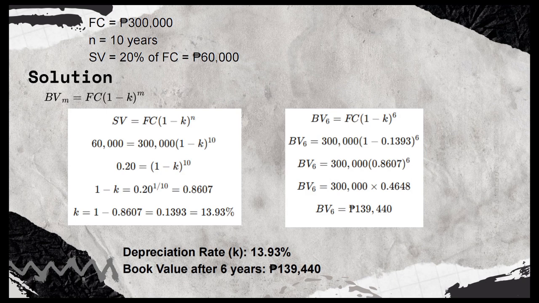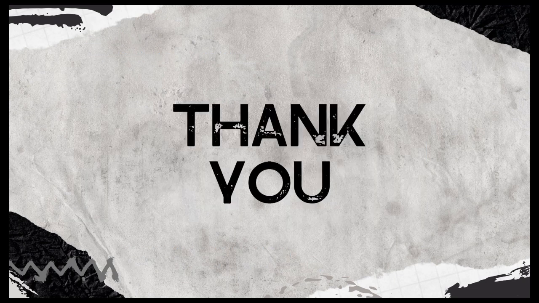So BV6 equals 300,000 pesos multiplied by 0.8607 to the power of 6. So BV6 is equals to 300,000 pesos times 0.4648. So the book value after 6 years will become 139,440 pesos. So that will be all, and thank you.